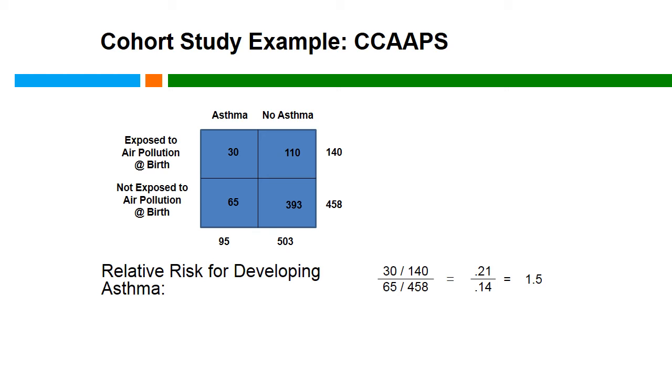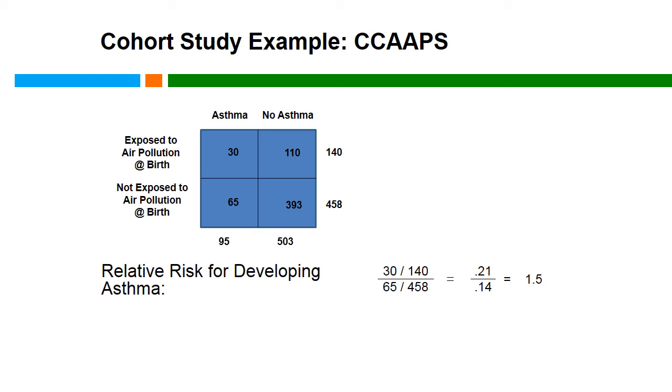Of those 458 kids, 65 of them had asthma at age 7, 393 did not. And so if we calculate the incidence of disease among the exposed population, that would be 30 out of the 140, or 0.21. The incidence rate of disease among the children who are not exposed to air pollution at birth is 65 out of 458, or 0.14.